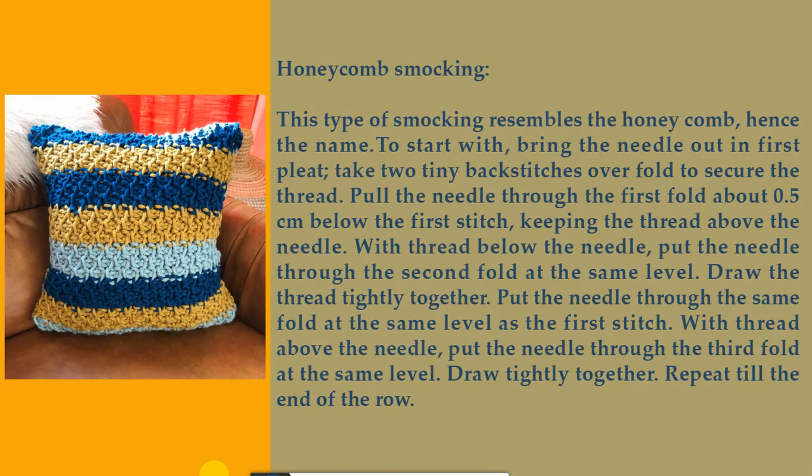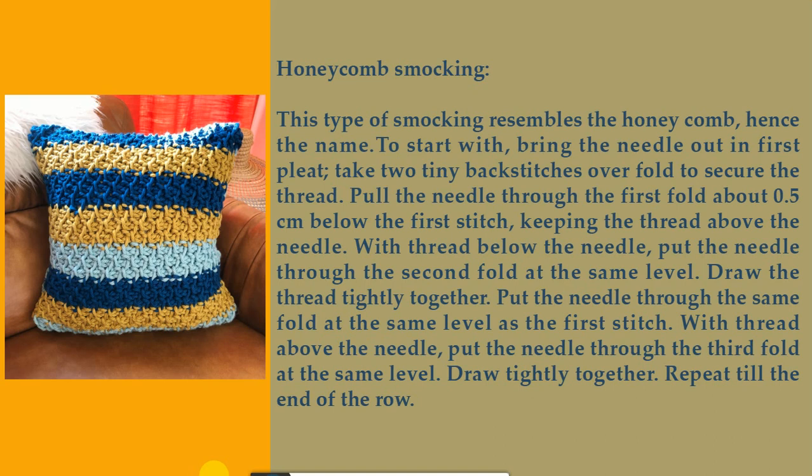Honeycomb smocking. This type of smocking resembles the honeycomb, hence the name. To start with, bring the needle out in the first pleat, take 2 tiny back stitches over the fold to secure the thread. Pull the needle through the first fold about 0.5 centimeters below the first stitch, keeping the thread above the needle. With the thread below the needle, put the needle through the second fold at the same level. Draw the thread tightly together.